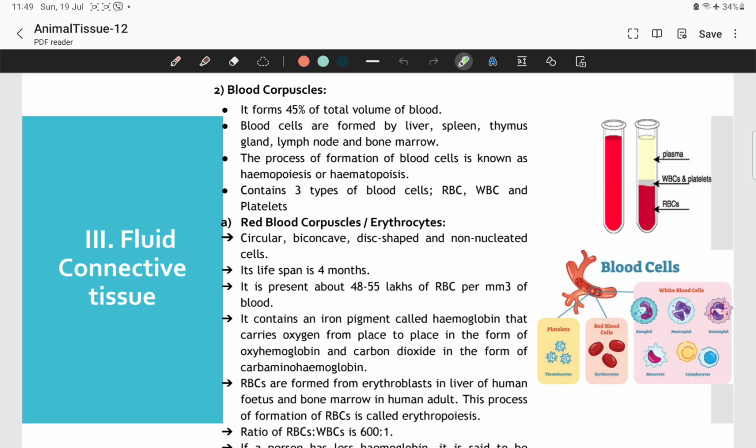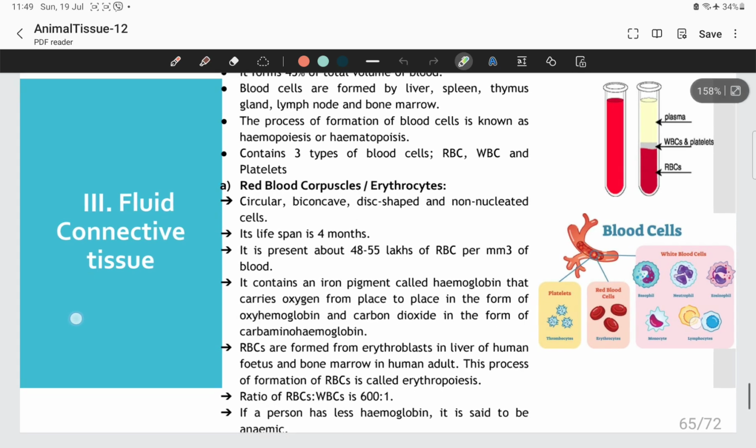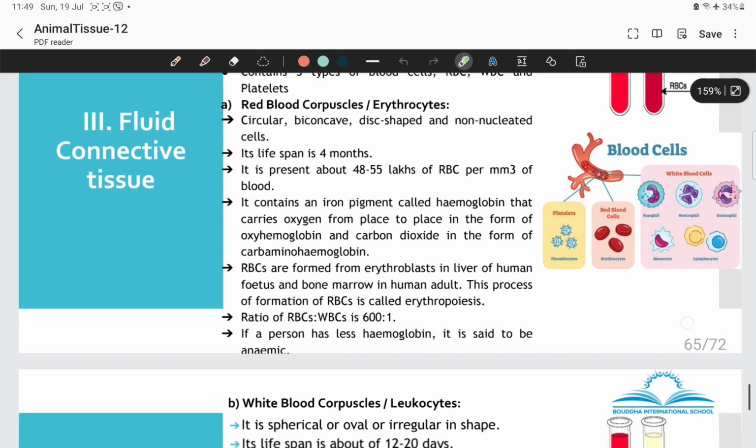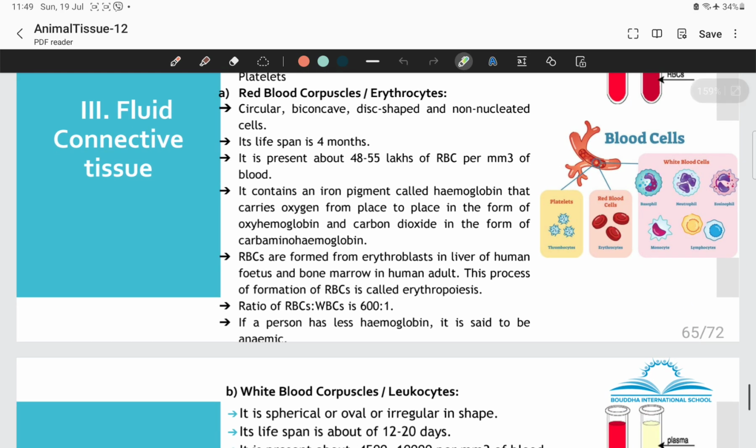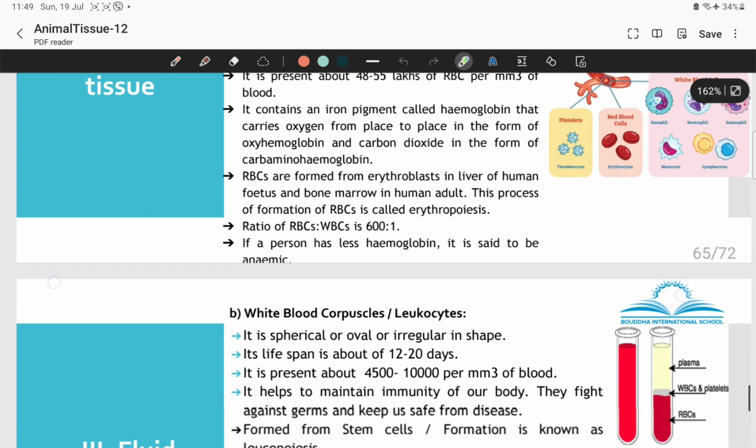And the ratio of RBC and WBC in a healthy human is 600 to 1. That means if there is one WBC, then there should be 600 RBC. So if a person has less hemoglobin, then this condition is known as anemic condition, where the person will have weakness, get tired soon, and look pale in color.